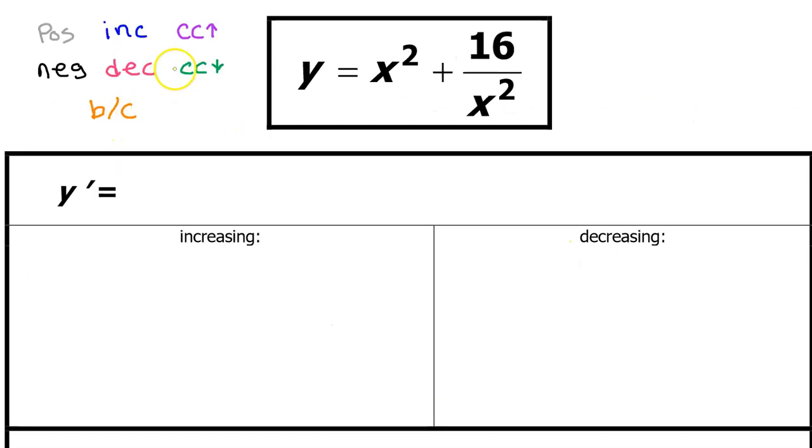Before we get started, a quick word about abbreviations. In my other videos, you will often see me use these abbreviations for positive, negative, increasing, decreasing, concave up, concave down, and because. I accept these abbreviations in my class, but to be clear, you are taking a risk whenever you use abbreviations on the AP exam.